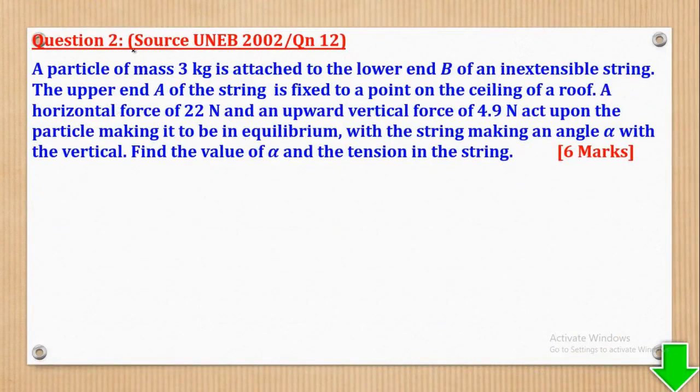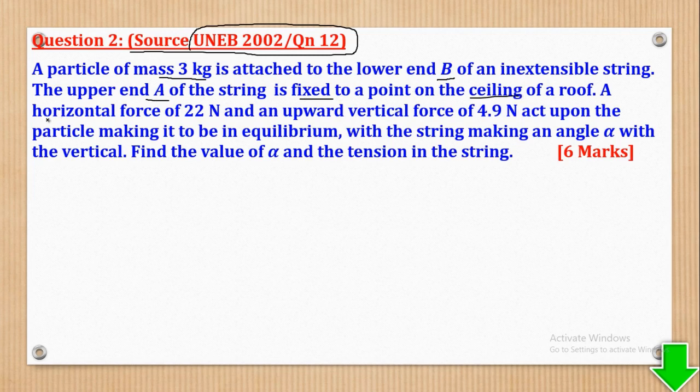So now we shall go to question 2. Question 2 came from UNEB 2002, paper 2, question 12, and says a particle of mass 3 kilograms is attached to the lower end B of an inextensible string. The upper end A of the string is fixed to a point on the ceiling of the roof.